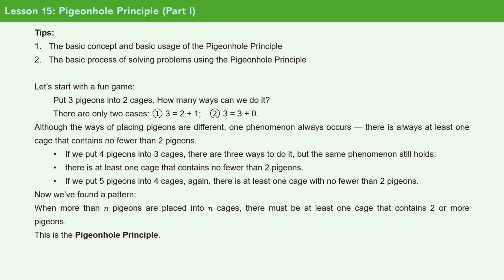If we put 4 pigeons into 3 cages, there are 3 ways to do it, but the same phenomenon still holds: there is at least one cage that contains no fewer than 2 pigeons. If we put 5 pigeons into 4 cages, again, there is at least one cage with no fewer than 2 pigeons. Now we have found a pattern: when more than n pigeons are placed into n cages, there must be at least one cage that contains 2 or more pigeons. This is the Pigeonhole Principle.